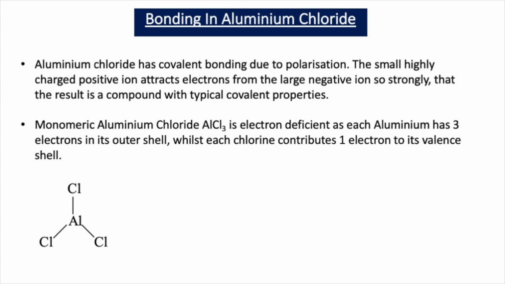Now monomeric aluminium chloride, AlCl3, is electron deficient, as each aluminium has 3 electrons in its outer shell, whilst each chlorine contributes 1 electron to its valence shell. So it only has a share of 3 pairs of electrons. It doesn't have the normal stable octet.